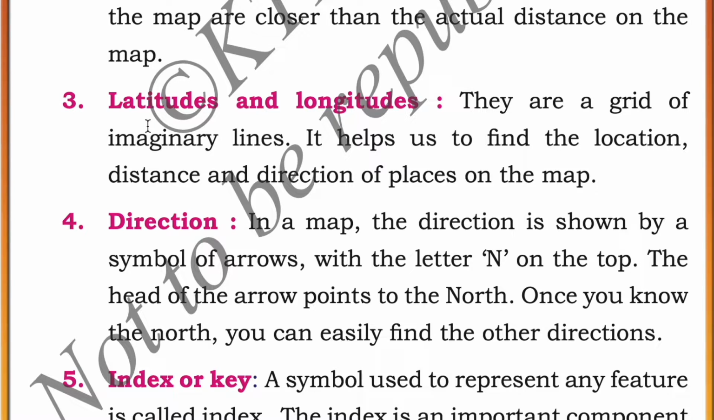Next, we have already learnt about latitudes and longitudes in our study of the globe. These are a grid of imaginary lines, and they help us find the location, distance and direction of the places on the map. By knowing the intersection of a particular latitude and longitude, we can pinpoint any one particular place on the map.